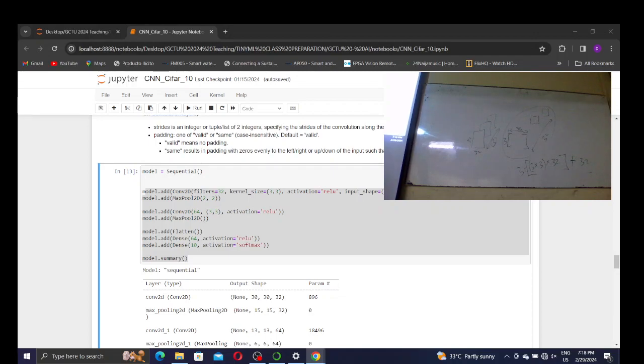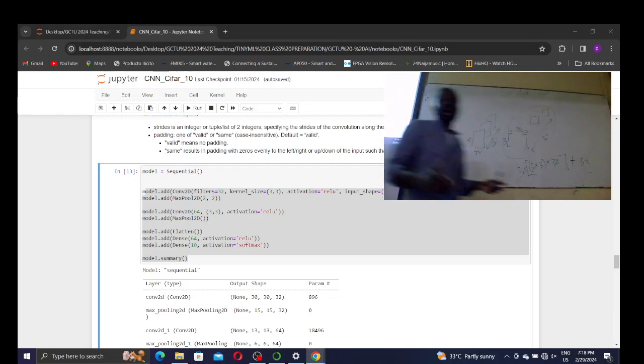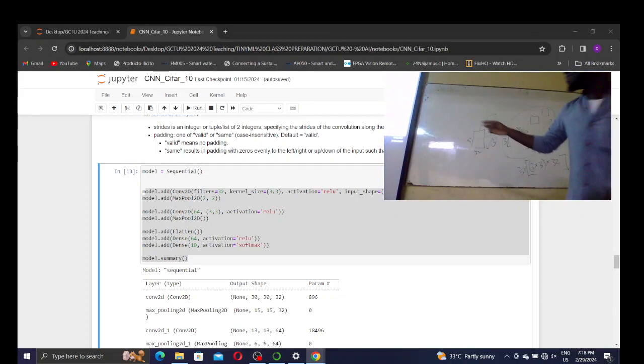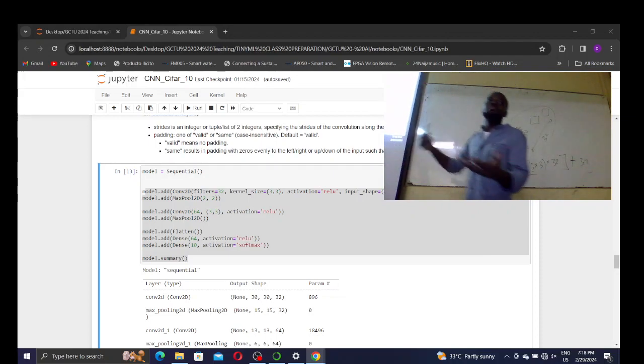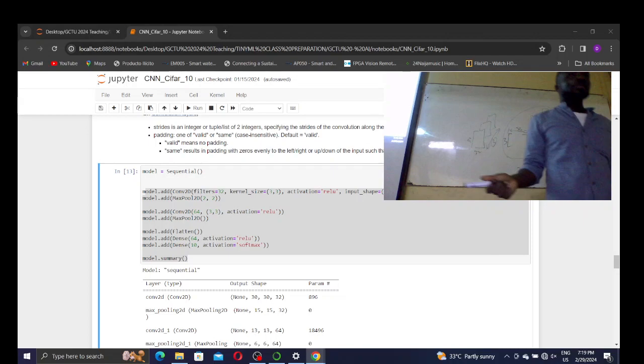Another convolution, but we are not taking the input image. We are taking the previous output, it goes from step to step. So now it takes this shape, 15 by 15 by 32. What is the output shape? 15 minus 3 plus 1, since the kernel is 3 by 3.